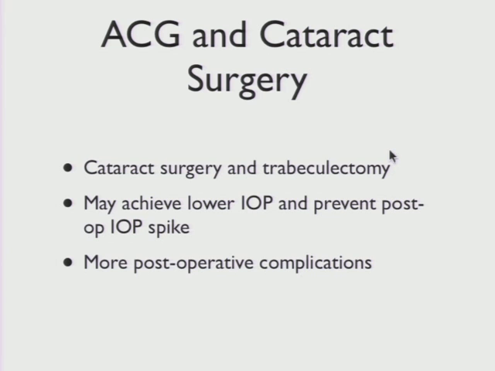Providing cataract surgery and glaucoma surgery at the same time may have some advantages in an individual with angle closure glaucoma. It may achieve a lower intraocular pressure postoperatively, and it may also help prevent postoperative intraocular pressure spikes. Intraocular pressure spikes can be seen in folks with glaucoma who have cataract surgery, and doing the trabeculectomy or other glaucoma surgery at the same time may help prevent these. However, the downside is that combining cataract surgery and a trabeculectomy or glaucoma procedure may lead to more postoperative complications.